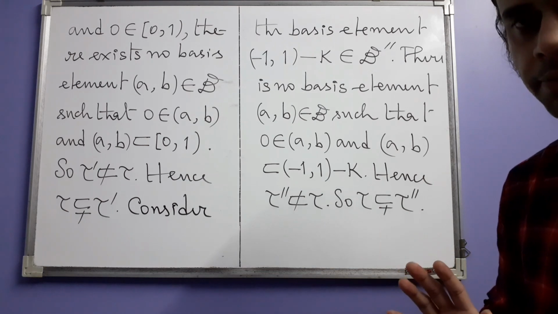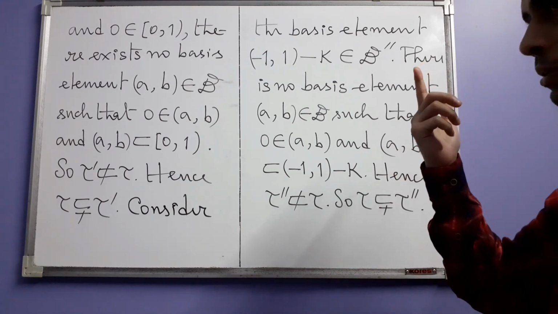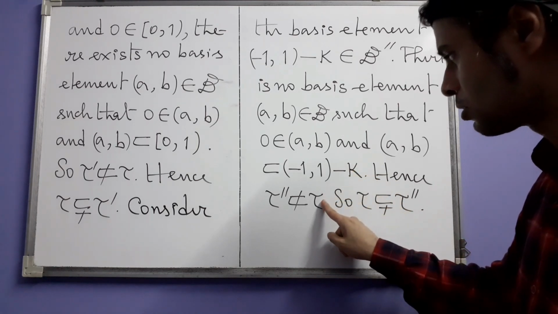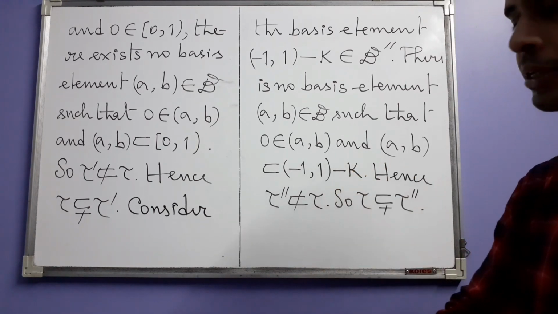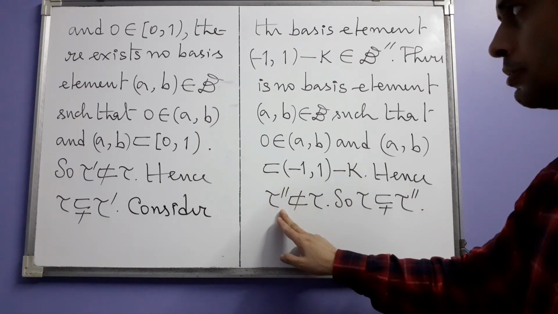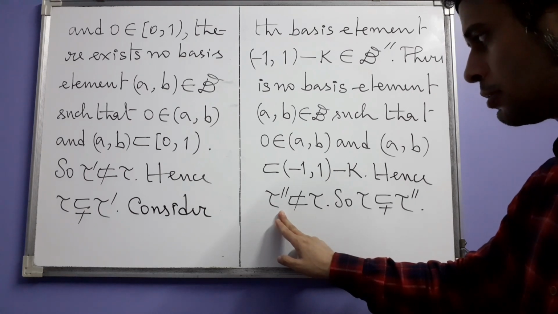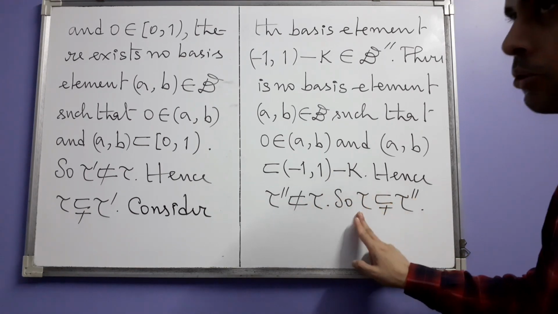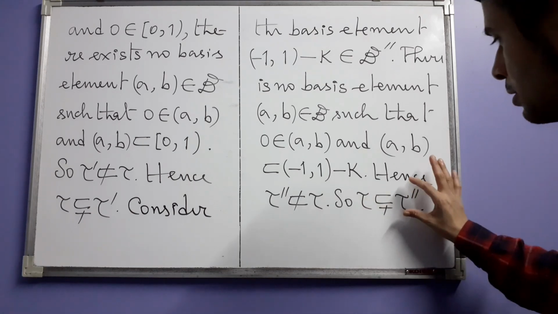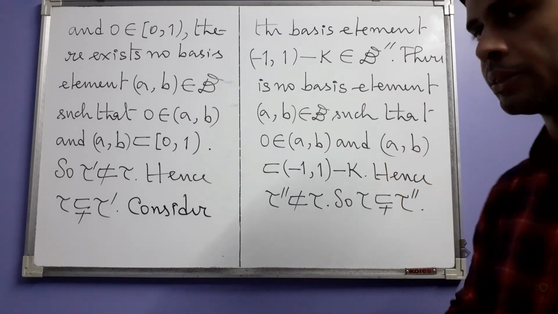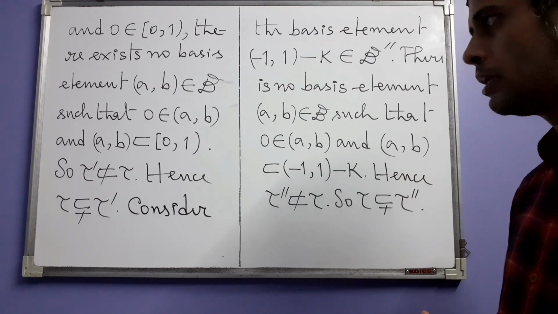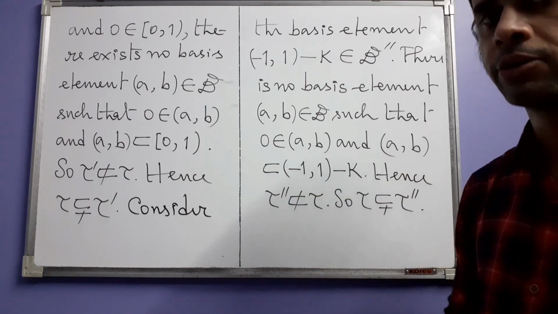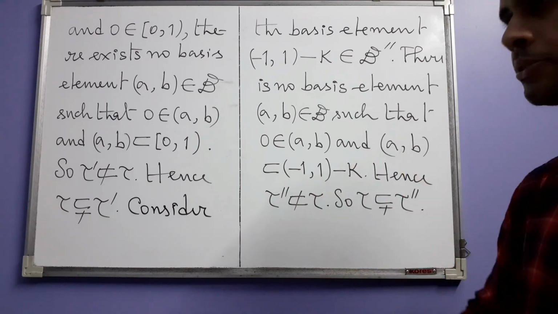It's not possible. So that is why, again by that lemma, the standard topology is not finer than the K topology. And that is why the standard topology is strictly coarser than the K topology, or that the K topology is strictly finer than the standard topology. And finally, we have to also show that the K topology and lower limit topology are not comparable. So next, let's see that.